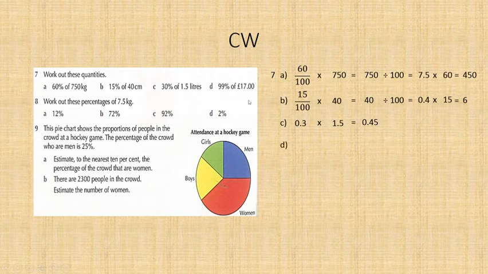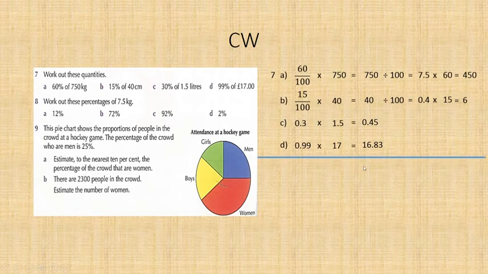Okay, question number D, 99% of 17 pounds. So I just changed it into decimal form, so it's going to be 0.99 times 17 pounds. So I will just multiply 99 times 17, or I can tell you a mental method. I can multiply 100 times 17, so it's going to be 1,700, and remove 17 from it. So 1,700 minus 17 is going to be 1,683, and move the decimal point 2 steps to the left, so it's going to be equal to 16.83 pounds. And this is for question number 7.